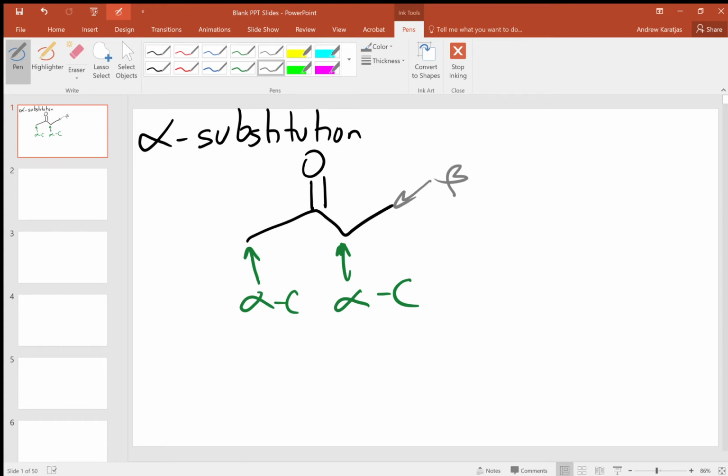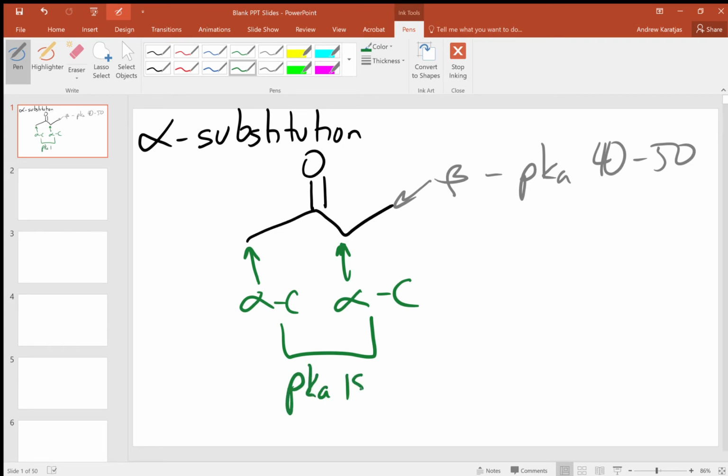How acidic is it? Well, something like the beta carbon, which is a pretty typical carbon, has a pKa of somewhere between 40 and 50. So, very high, not at all acidic, similar to most carbons. But the alpha carbons, the ones that are directly next to the carbonyl, have a pKa in the range of 18 to 20. And 18 to 20, if you think about that, is very similar to the acidity for an alcohol. So alpha carbons, much, much more acidic than your normal carbons.